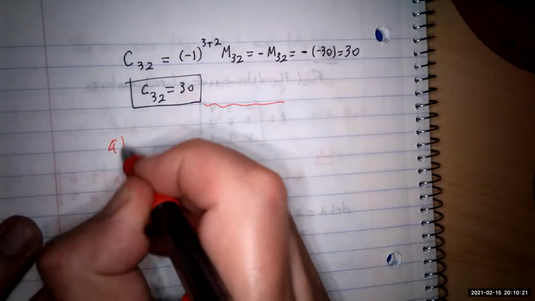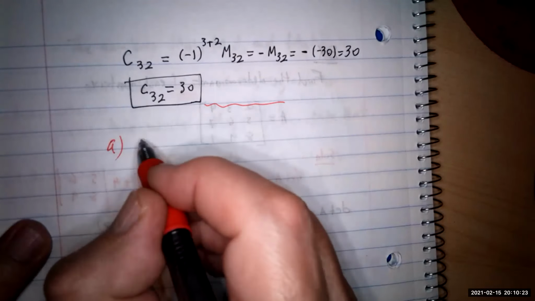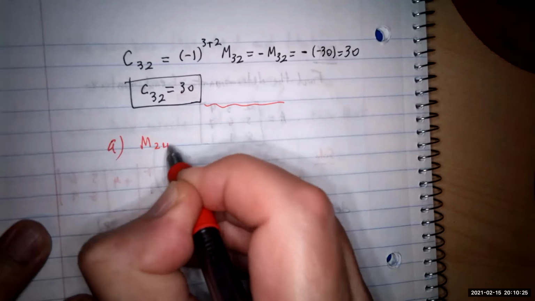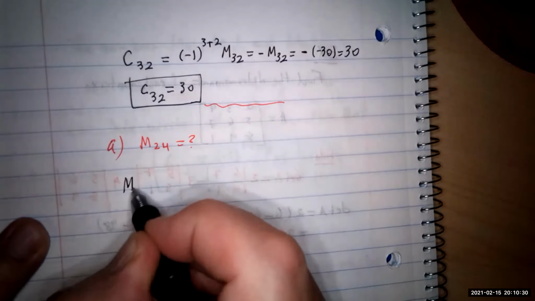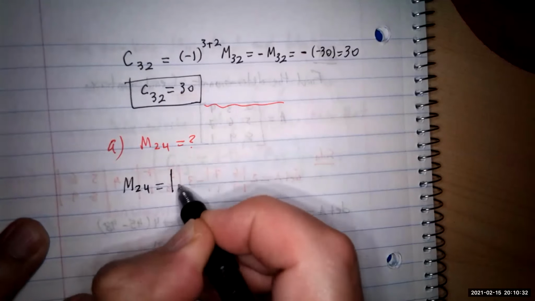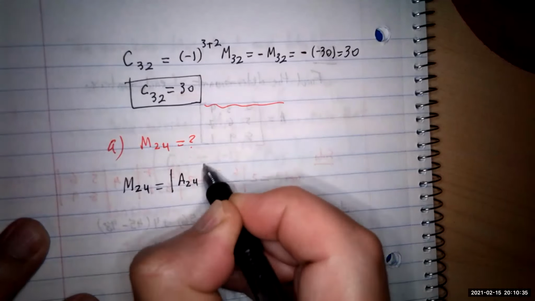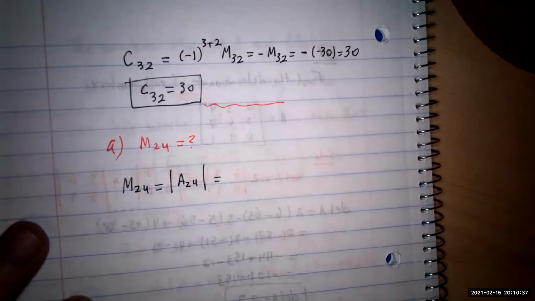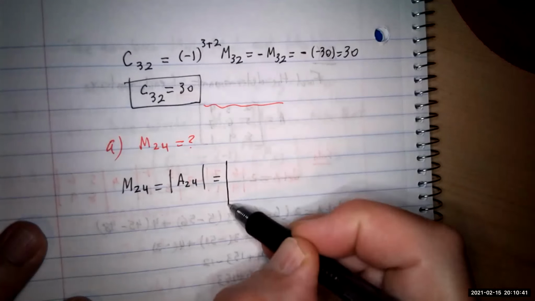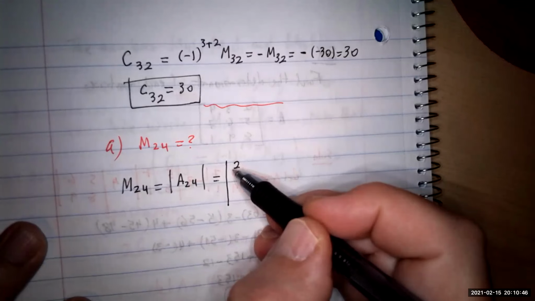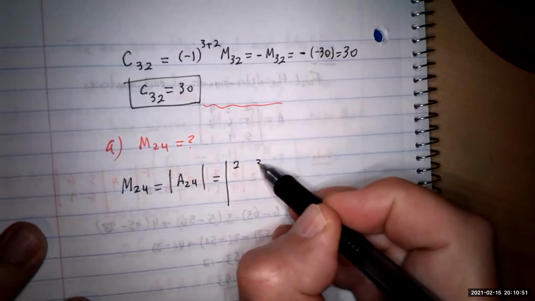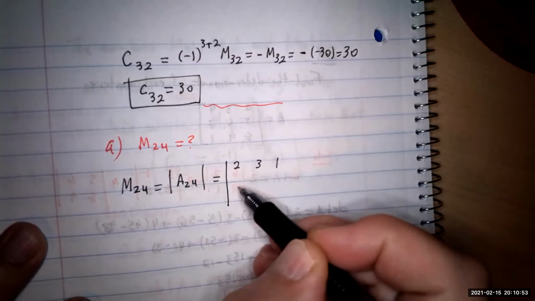Part two, they ask for M24. So you have to find the determinant of A24. You are going to delete the second row and the fourth column. If you do it, the leftover is going to be this matrix. The first row is second row, third column: 2, 3, 1.